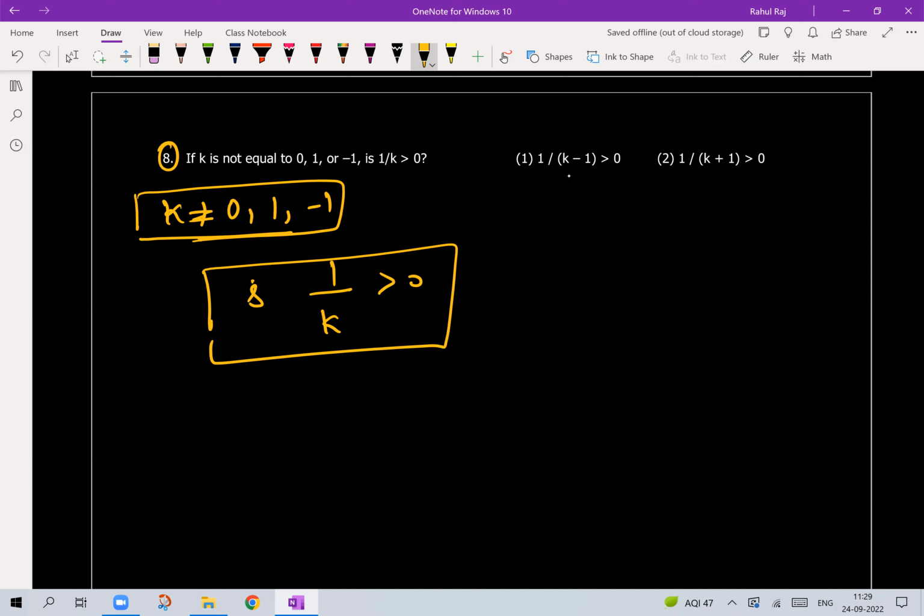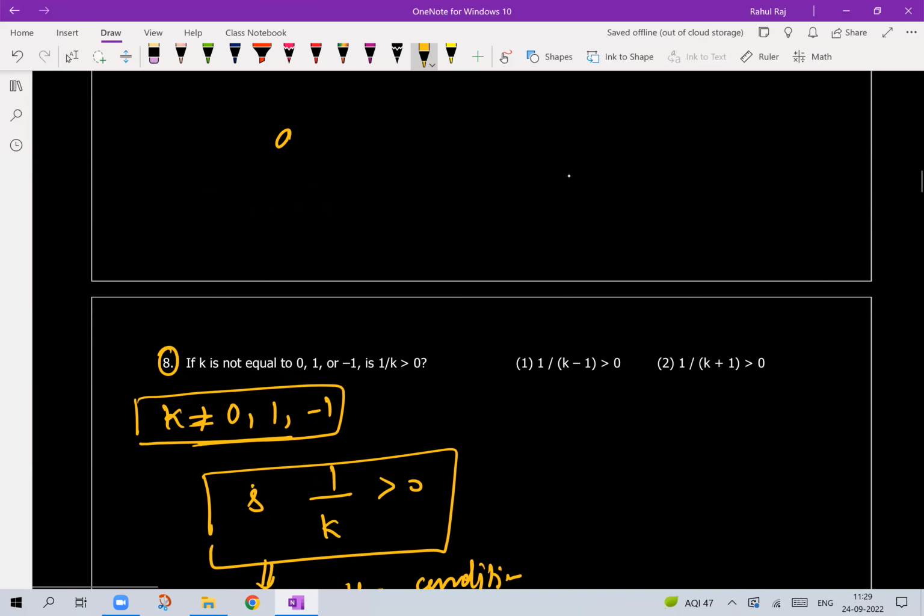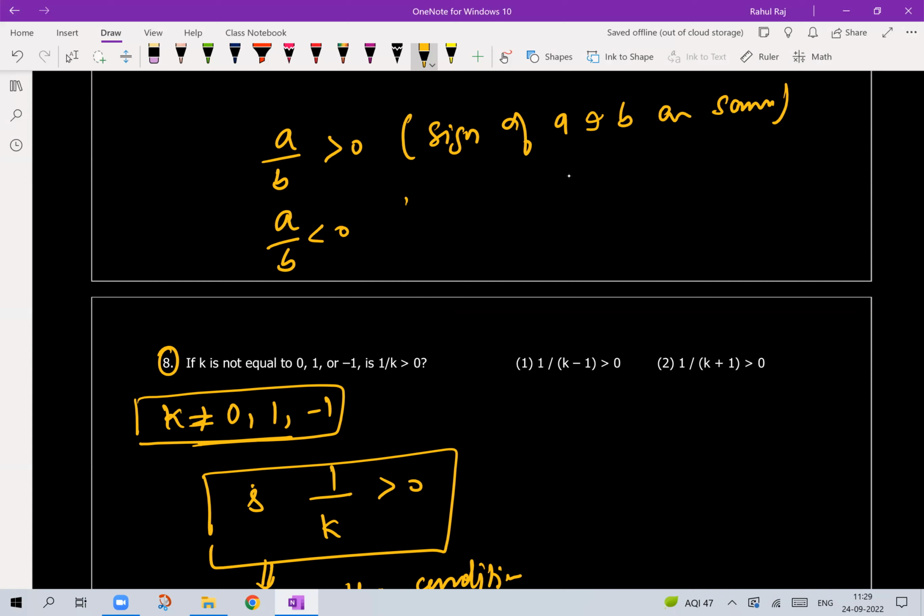Before we get into the question, my job is to analyze the question. So can you tell me when this condition is possible? If I ask you a over b greater than 0, what does this mean? Always think in terms of sign. I've told you in the first class. Sign of a and b are the same. And a over b less than 0 means sign of a and b are different.